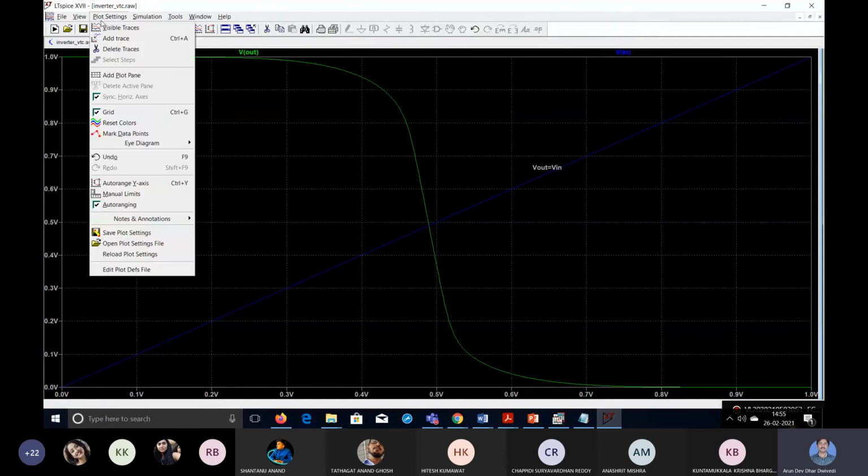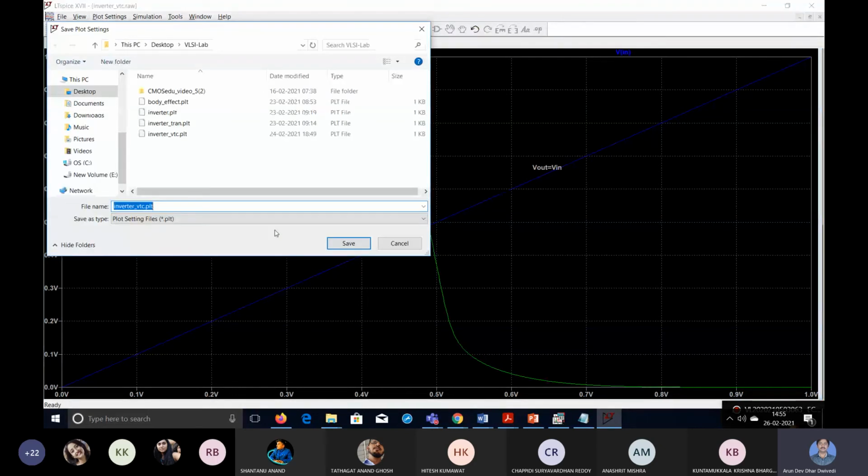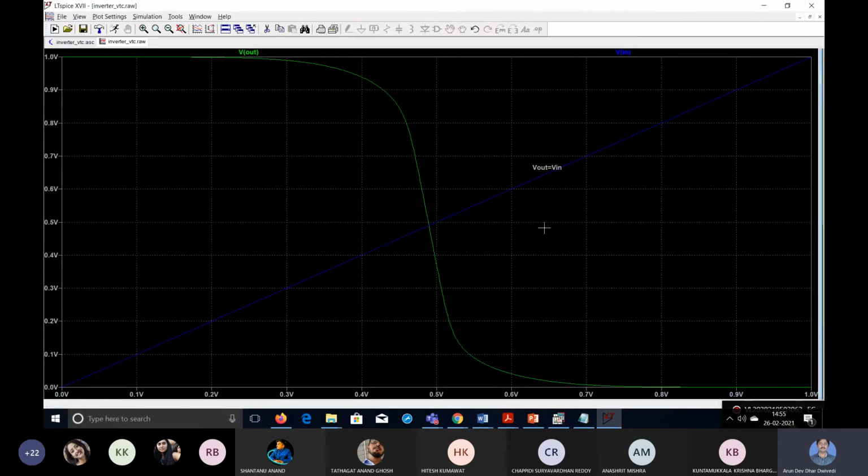Again we can do the plot setting, save plot setting. So it will be saved. And V out equal to V in is cutting at this point. So this is deciding the threshold voltage of this circuit. At this point, if you draw a perpendicular on the x-axis, it will give you the Vm value. Vm means threshold voltage or VTH. Sometimes it is written VTH or Vm. Different notations are there. It is called the switching threshold of the circuit.